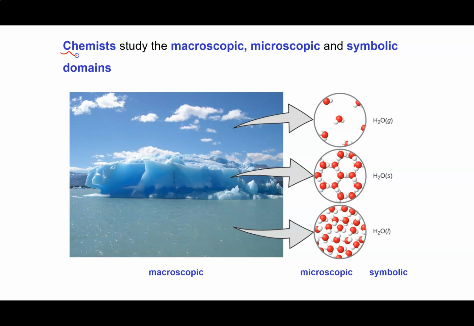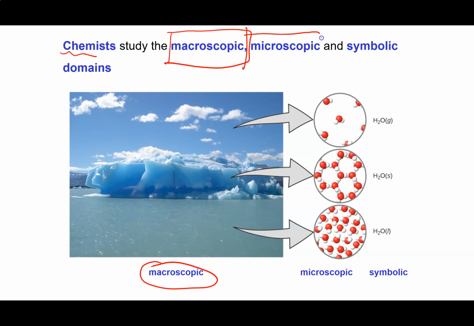So we're talking about where chemistry fits into the realm of science, and it's important to recognize that chemists work across three major domains. Chemists study things that are macroscopic, that you can see with your eyes. And this can be objects as large as galaxies or clusters of galaxies. This could be something like an iceberg here. It could be something like a person. We study things that you can see and touch and are part of our everyday experience.